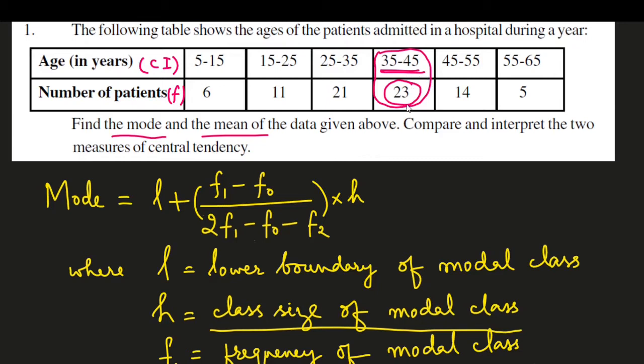From this model class and this frequency, we can get the values of all these symbols. L is the lower boundary of model class. L is equal to 35. H is the class size of model class. So H is equal to 45 minus 35, it is 10. And the class size of class interval preceding the model class and class size of class interval succeeding the model class should also be equal to the class size of the model class.